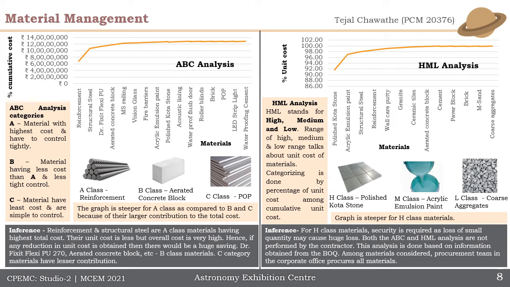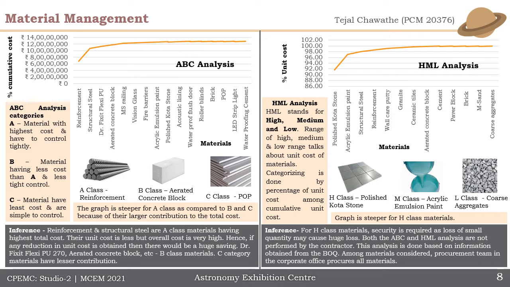Next is the material management, where ABC and HML analysis was done for the materials. ABC analysis includes materials of A, B, and C class, where A class is the materials with the highest cost and have to be tightly controlled. B have lesser cost than A and less tightly controlled, and C have the least. So from the graph, it can be seen it is steeper for A class as compared to B and C.